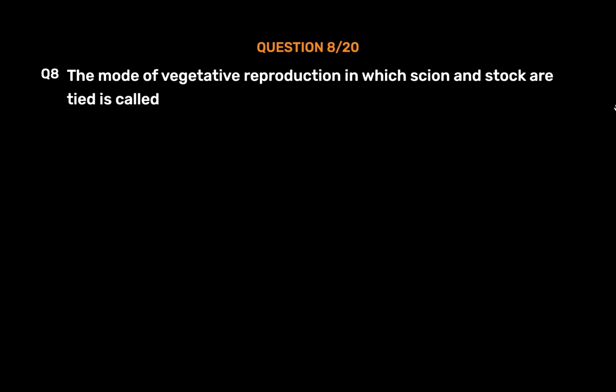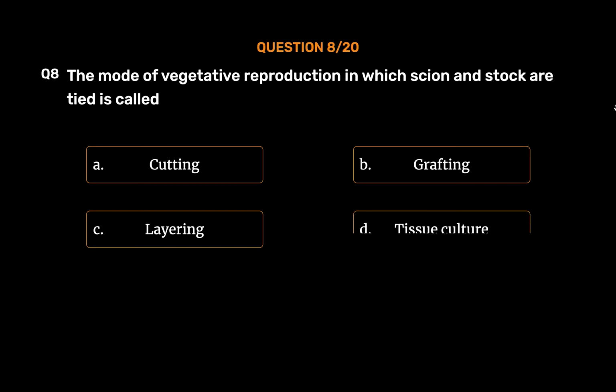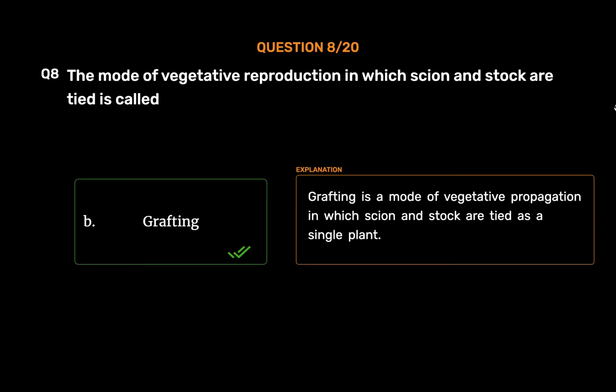Question number 8. The mode of vegetative reproduction in which scion and stalk are tied is called: Option A, cutting. Option B, grafting. Option C, layering. Option D, tissue culture. The correct answer is Option B, grafting. Grafting is a mode of vegetative propagation in which scion and stalk are tied as a single plant.